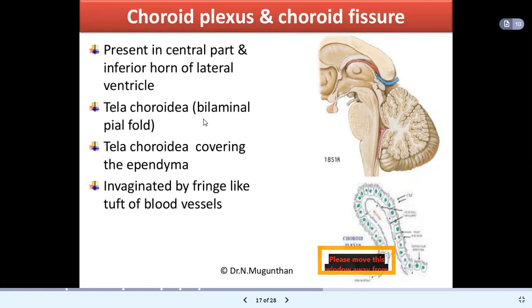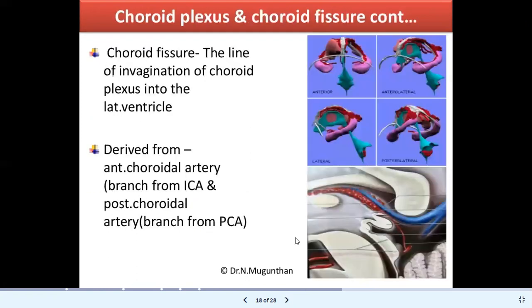Tela choroidea is a bilaminar pial fold covering the ependyma, and it is invaginated by a network of capillaries. Fringe-like tuft of blood vessels is nothing but capillaries. So this is the choroid fissure where we have the choroid plexus capillary network which we see in the lateral ventricle. This capillary plexus is derived from the anterior choroidal artery, which is a branch of the internal carotid artery, and the posterior choroidal artery, which is a branch from the posterior cerebral artery.